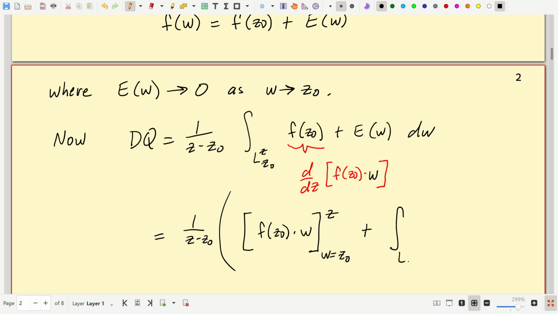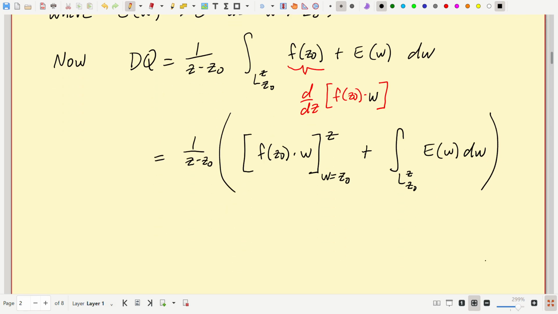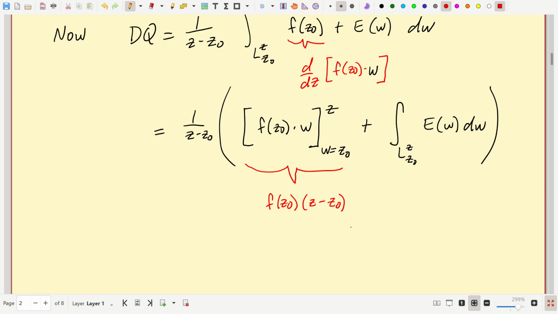It's going to be an integral along a really small path times a really small function. So that's going to be so small that even when I divide by z minus z naught, it still goes to 0. So this thing right here, by the fundamental theorem of calculus, is f of z naught times z minus z naught. And so here's my difference quotient. Those cancel. That's fantastic. That's exactly what I needed. And so I get what I expect the limit to be, plus something that's presumably really small.